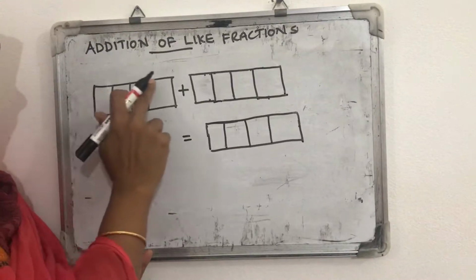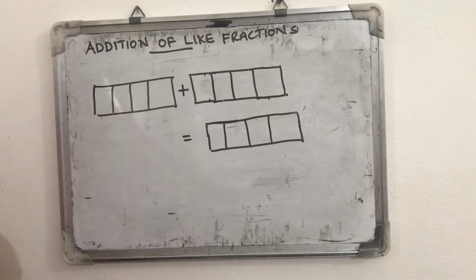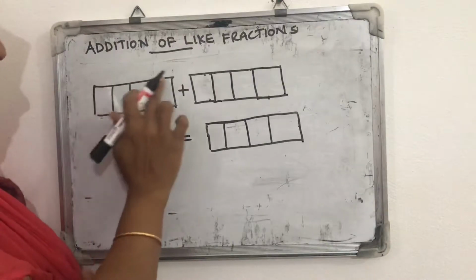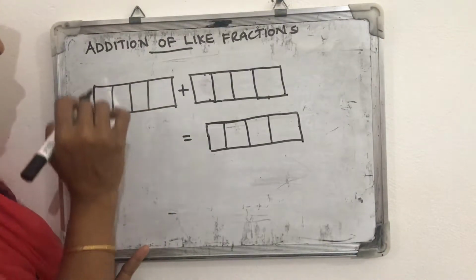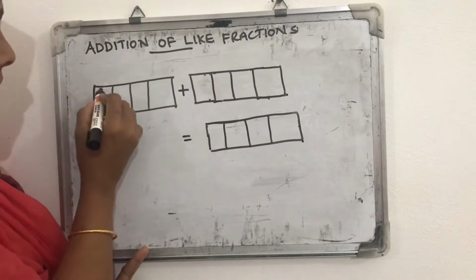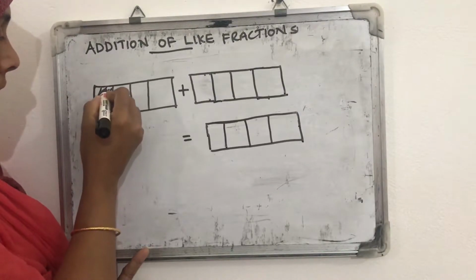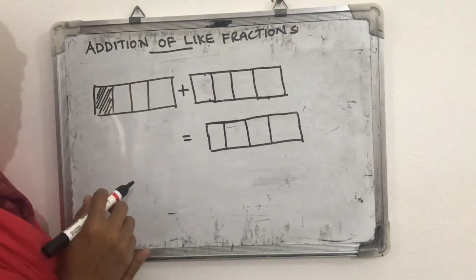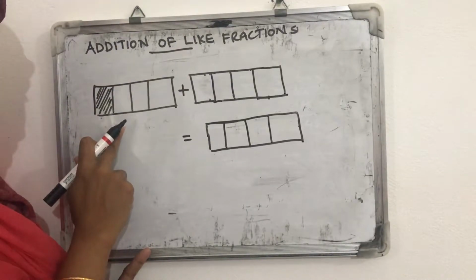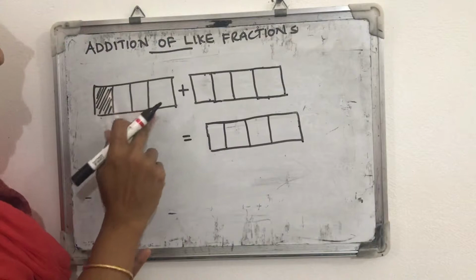Here a rectangle is divided into 4 equal parts. A full rectangle is divided into 4 equal parts. Out of that, when we shade one part, that is, when you consider only one part, what is the fraction of the shaded part that we know? What will be the fraction of the shaded part?